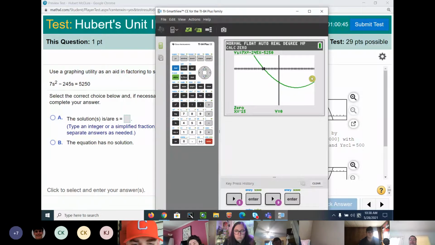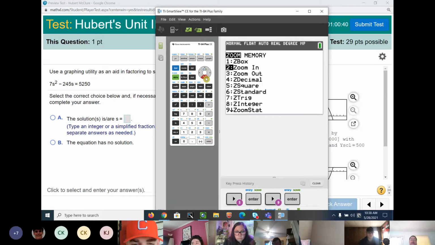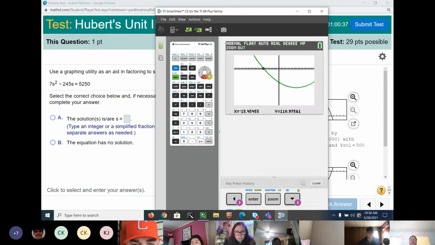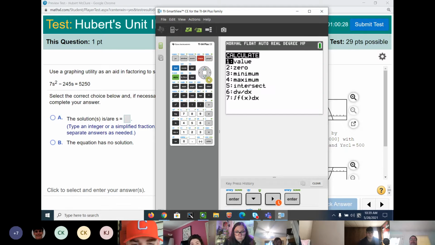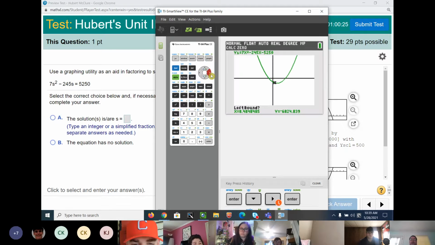Go over here and let's find this one. So I'm gonna have to zoom out again. Zoom out. And there's the other one. So second trace 0. Don't hold it down. Left. Right. And center. And 50 and 0 is your other X-intercept.